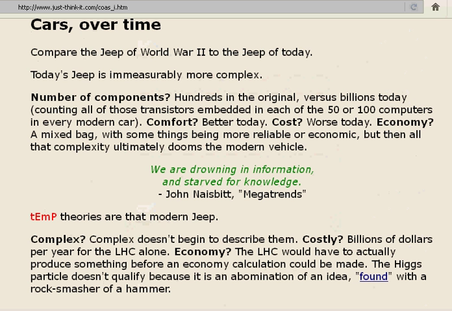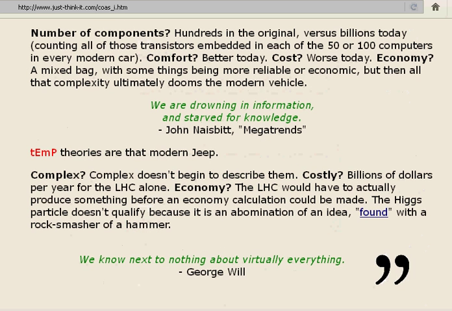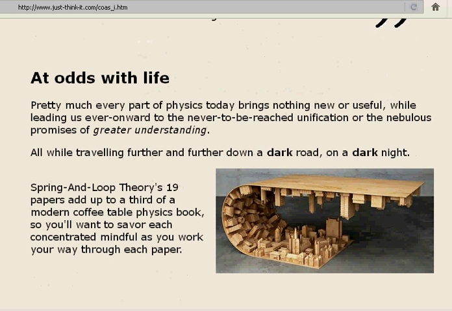The Higgs particle doesn't qualify because it is an abomination of an idea, found with a rock smasher of a hammer. We know next to nothing about virtually everything. George Will. At odds with life.